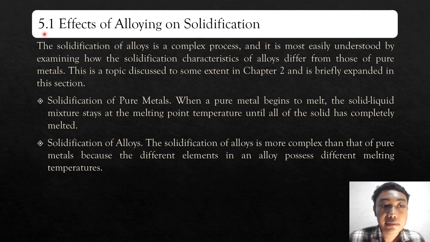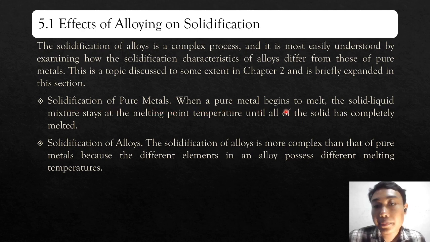The first material in the presentation is 5.1, the effect of alloying on solidification. The solidification of alloys is a complex process and it is most easily understood by examining how the solidification characteristics of alloys differ from those of pure metals. This is a topic discussed to some extent in Chapter 2 and is only briefly expanded in this session. First is solidification of pure metals.